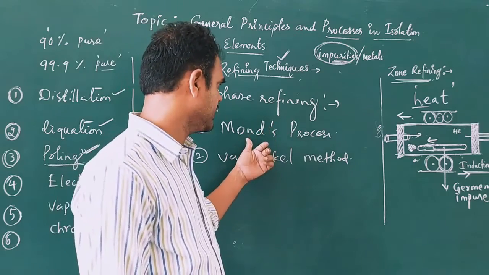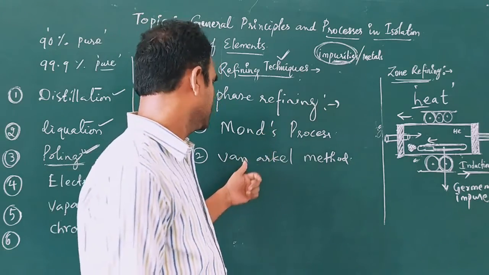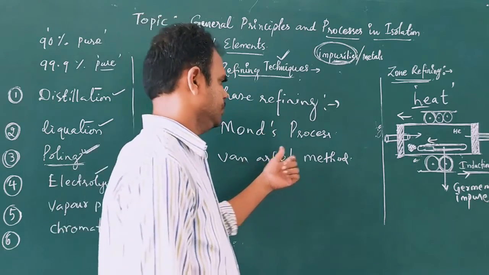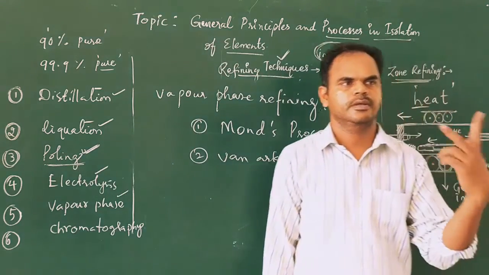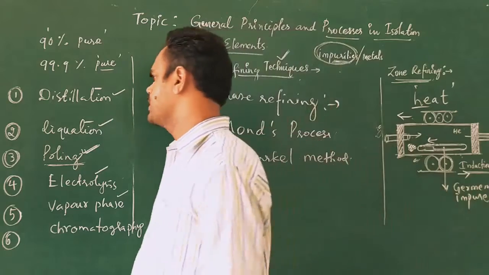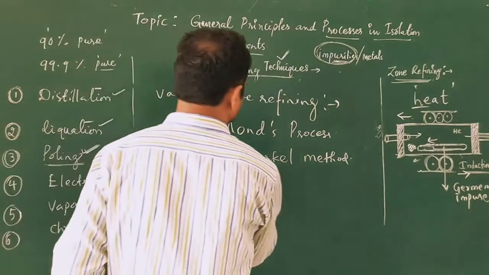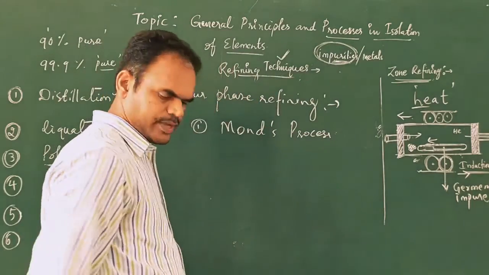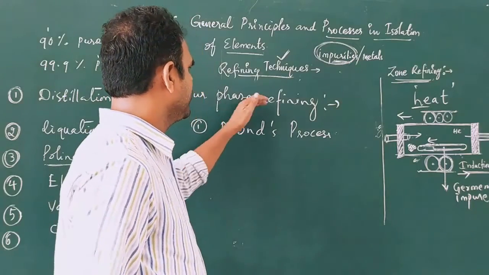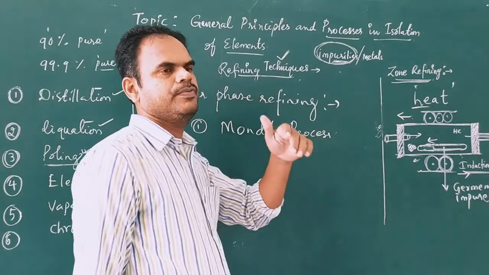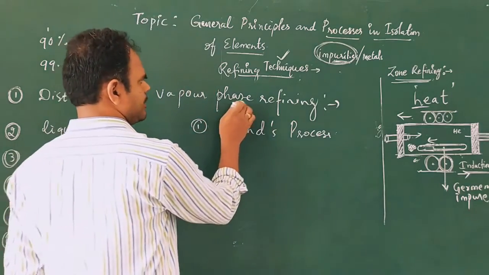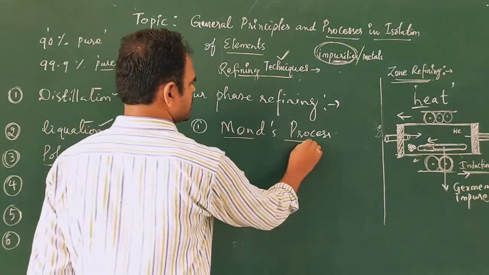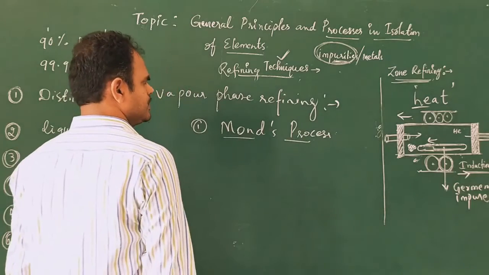The questions you will be getting: what is Mond's process? What is the Van Arkel method? So you will be getting questions on these two things. Very important question you will be getting. What is Mond's process, we discuss. This vapor phase refining, as the name itself indicates, is in the vapor phase. So what will we do in this? In the vapor phase refining method, Mond's process.